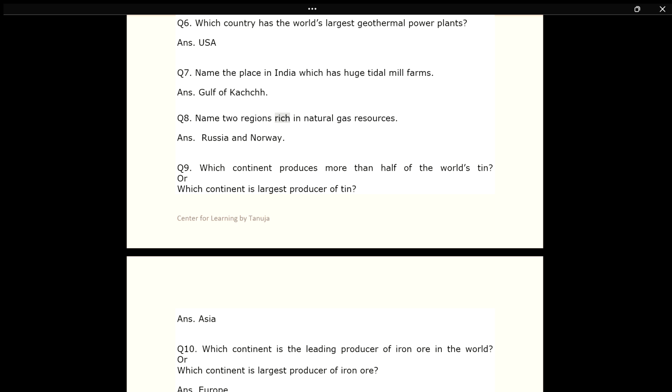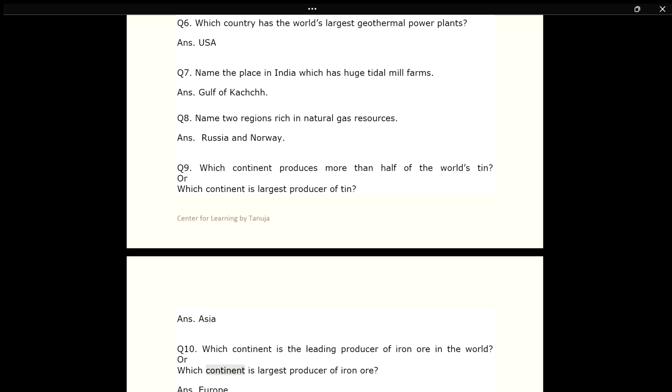Q8. Name 2 regions rich in natural gas resources. Ans. Russia and Norway. Q9. Which continent produces more than half of the world's tin ore? Or, which continent is largest producer of tin? Ans. Asia.